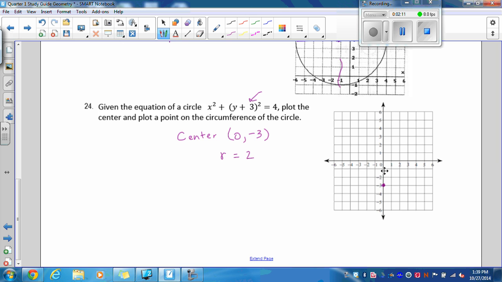And I have a radius of 2. So one way to do that is to just kind of mark your radius all around. And sometimes this tends to look more like a diamond than a circle, but you get the idea. Oh, that's a pretty bad circle. But you get the idea. I could maybe draw it like this. Let's see if that works out a little better.